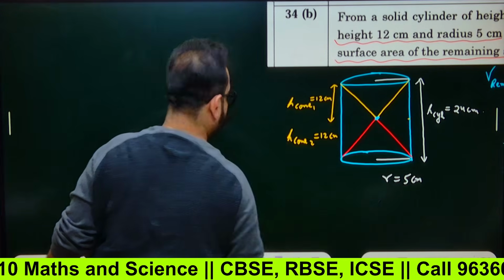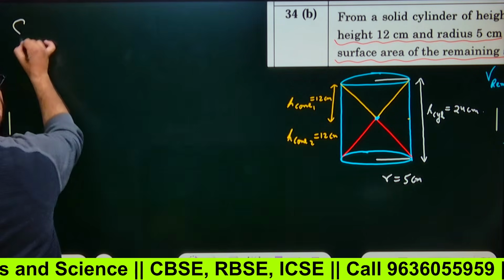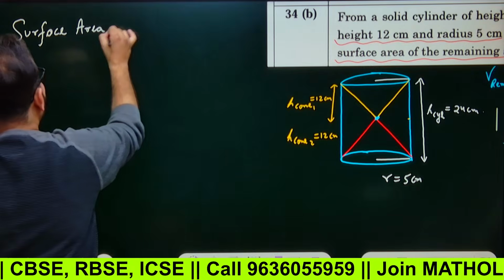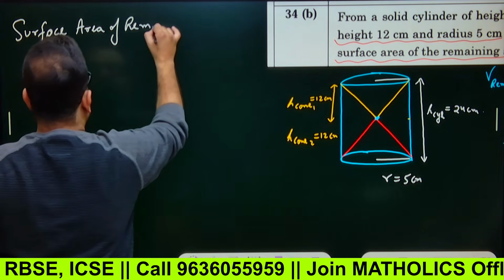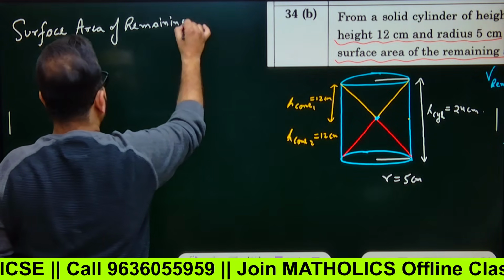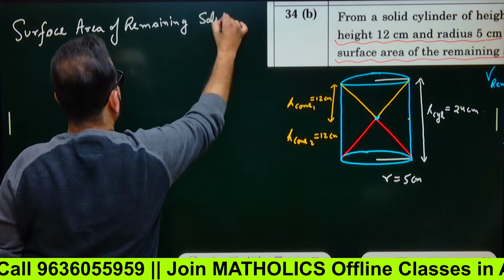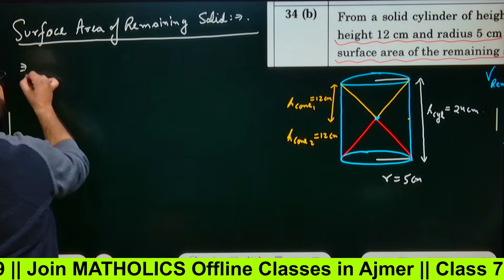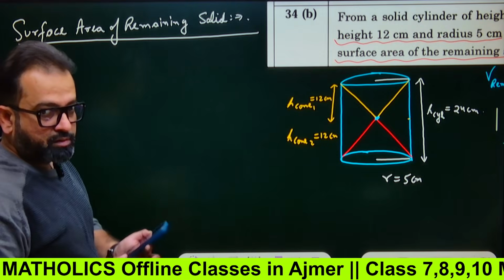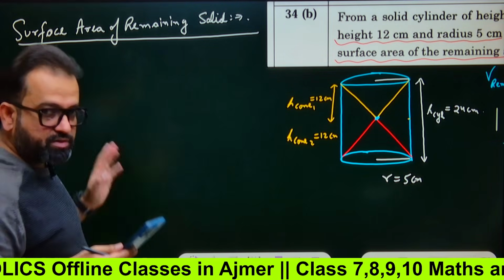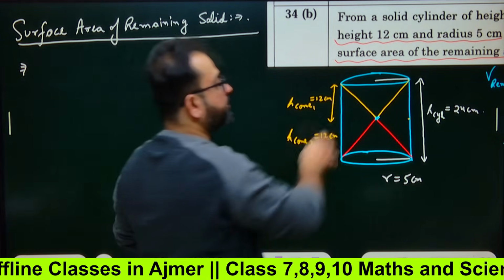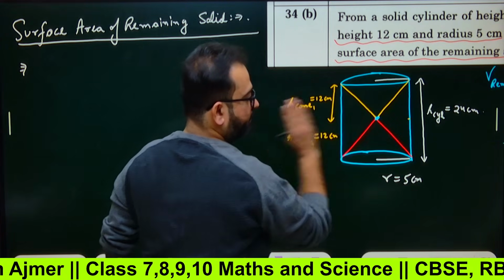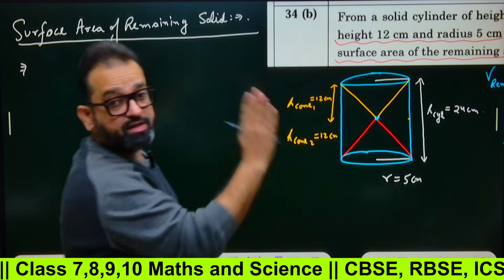Surface area of the remaining solid. We have to find surface area of remaining solid. How to find? It will be nothing but, see, the total surface area of cylinder got vanished. Okay. We have removed this cone out. So you see what will be remaining? Remaining will be only curved surface area of cylinder.